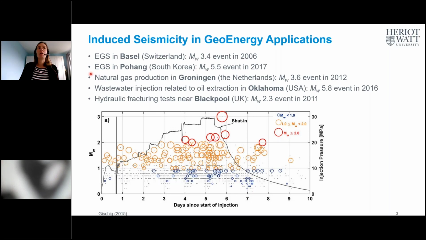So this is also induced seismicity related to other geoenergy applications, non-geothermal, like natural gas production in the northern part of the Netherlands, Groningen, which resulted in a magnitude 3.6 event in 2012, and that has led to the decision to stop producing gas in 2022, even though there are still reserves left. For example, wastewater injection related to oil extraction can cause induced seismicity, or hydraulic fracturing, which occurred near Blackpool in the UK, which caused a magnitude 2.3 event. Of course, there's also natural seismicity, for which fault frictional behavior is relevant.